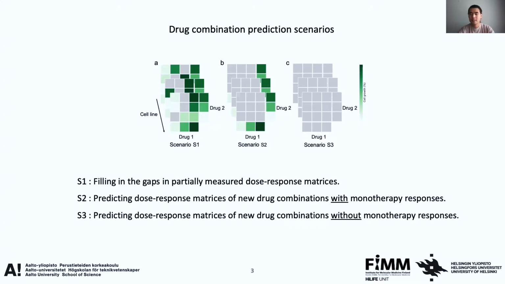The first prediction scenario is considered easier since part of the combination responses of this drug pair already exist. And the second and third ones are considered more challenging, but also more practical, since normally we would like to discover novel synergistic drug combinations, and we don't have much information about this drug pair.